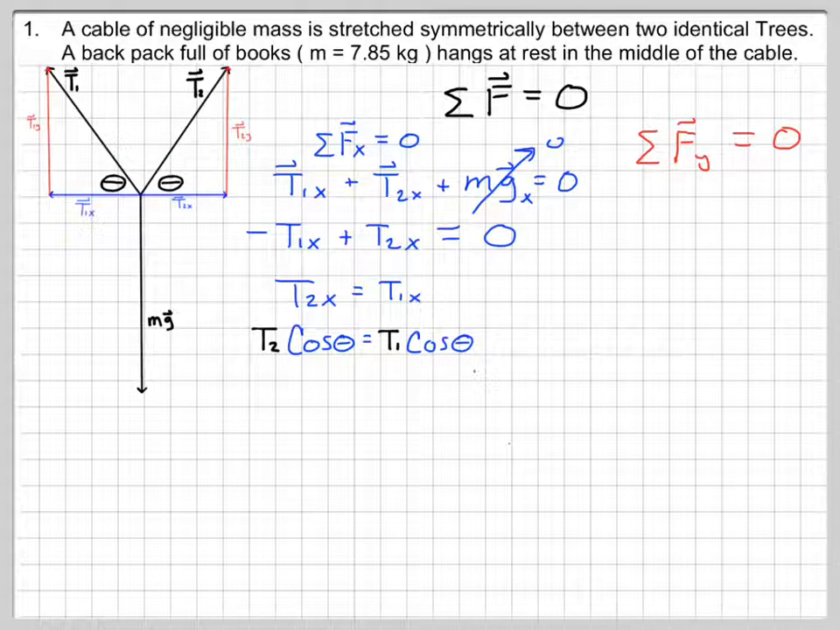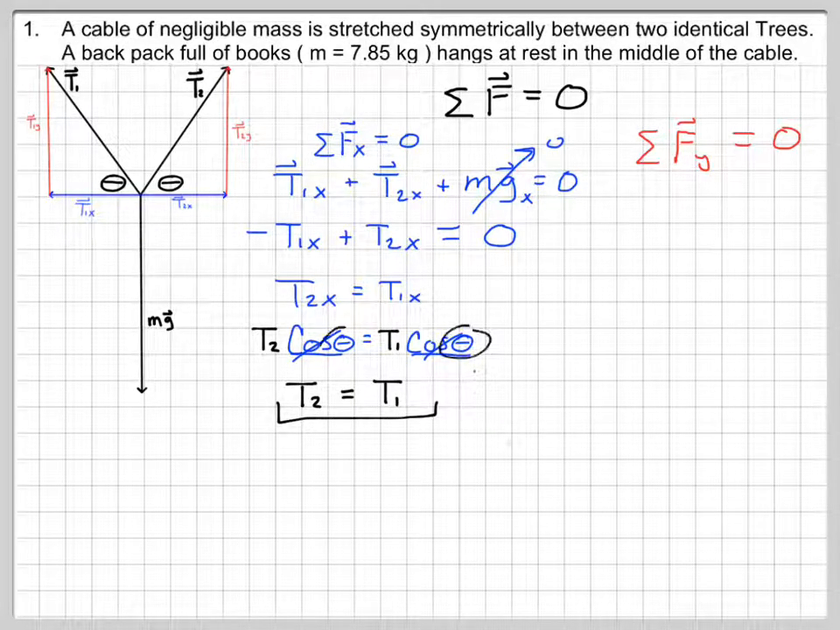And the result of this is, since cosine theta and cosine theta on each side of the equation are equal to each other, I can divide them out and show that tension 2 is equal to tension 1. Now that's because of these angles being symmetrical. Only when those angles have the same value can I divide out the cosine functions. That's an interesting result. It lets me know that whenever there's symmetrical hanging angles, the tension in one cable will be the same as the tension in the other.